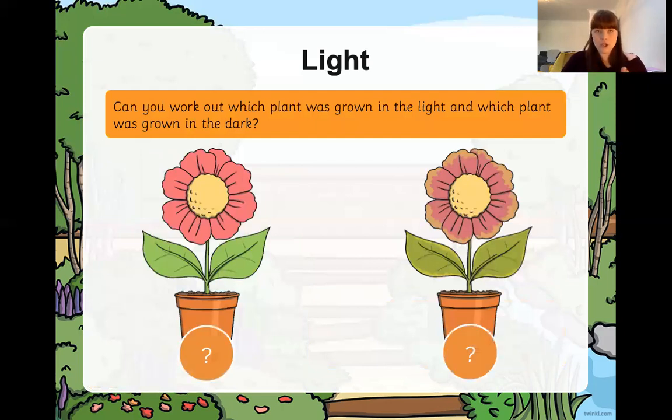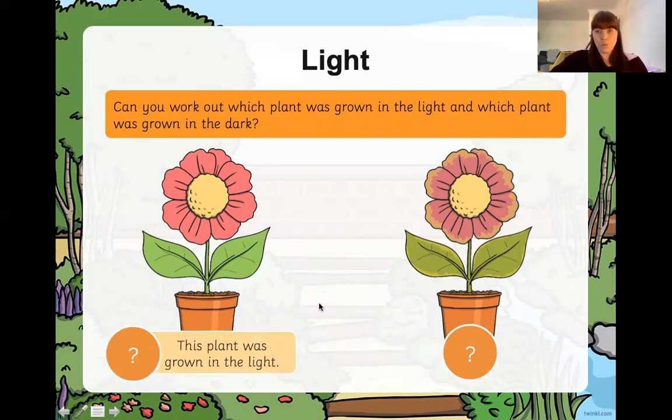So have a look at these 2 plants. So with your grown-up, can you work out which plant grew in the light and which plant grew in the dark? Pause the video. Which one did you choose? I chose number 1. I chose the first one. Let's find out. Yes, this plant was grown in the light, and I can see that because it's got nice green leaves and a lovely flower, whereas the other plant did not grow in the light. It was in the dark, and it's starting to go yellow.